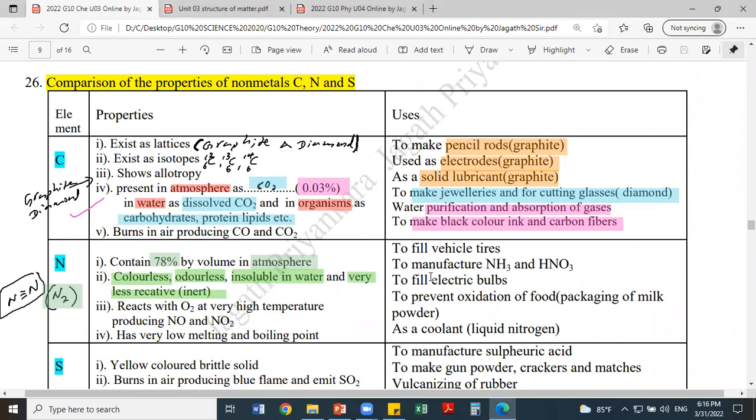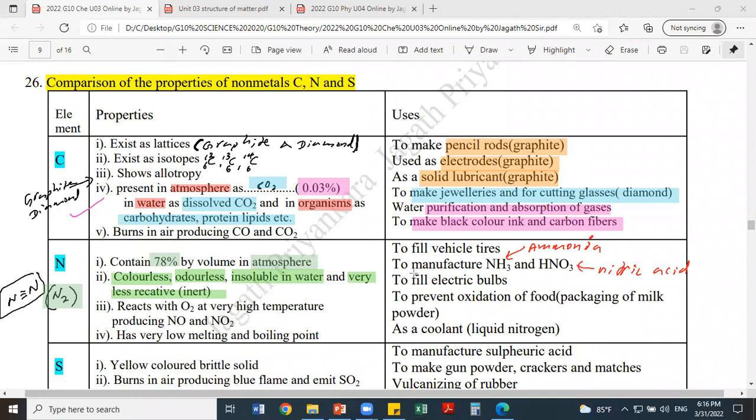Then what are the uses of nitrogen? Nitrogen is used to fill vehicle tires. Nitrogen is used to manufacture ammonia. What is NH3? Ammonia. NH3 is ammonia and HNO3 is nitric acid. NH3 means ammonia gas, a basic gas, and this is nitric acid. Nitrogen is also used to fill electric bulbs.